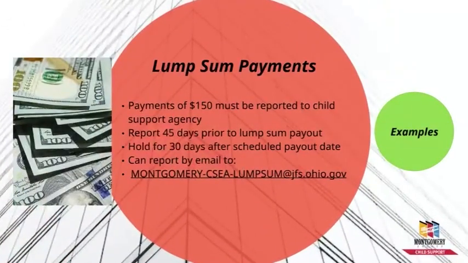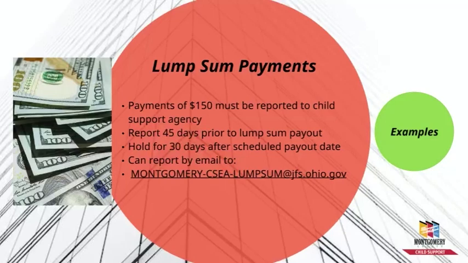Lump sum payments. When an employee is subject to an income withholding order, employers must report lump sum payments of $150 or more to the issuing child support agency. This should be done at least 45 days before the lump sum distribution, or the date that the determination to pay the lump sum is made, whichever happens first.